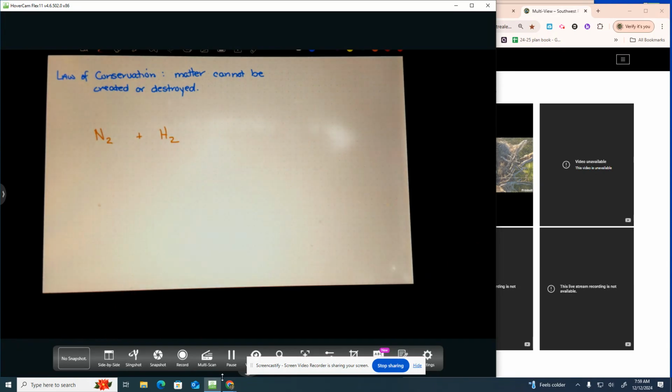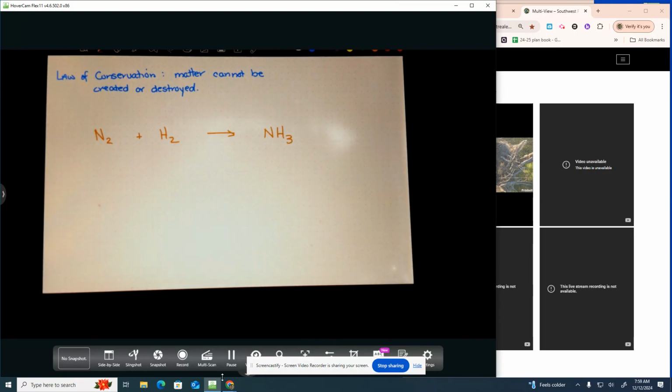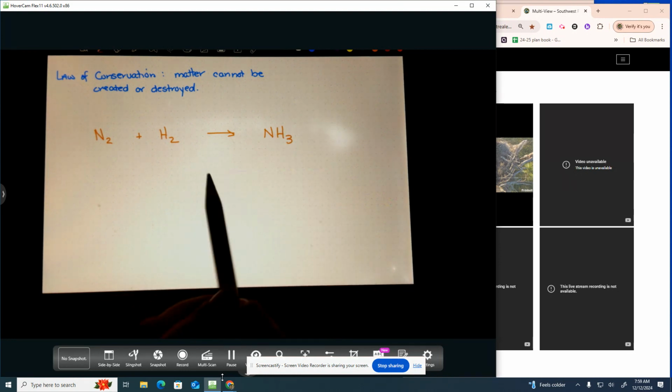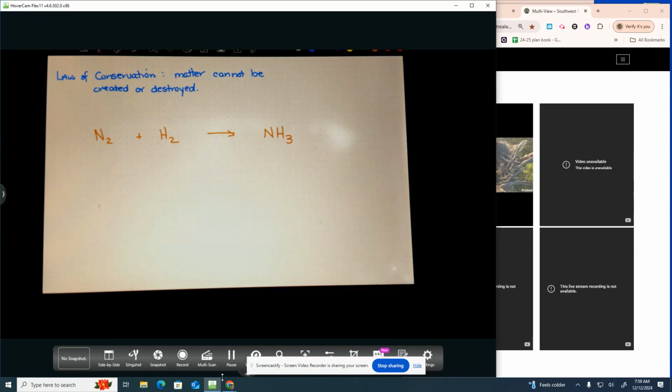Let's try another one. N2. Why am I putting the 2 on the N? Diatomic. Plus H2. Why does the H get a 2? Diatomic. Will produce ammonia, NH3. Okay, we know the formula for ammonia is NH3. Okay? Does this reaction obey the law of conservation? Is the amount of stuff I have on this side equal to the amount of stuff I have on this side, atom for atom? No.